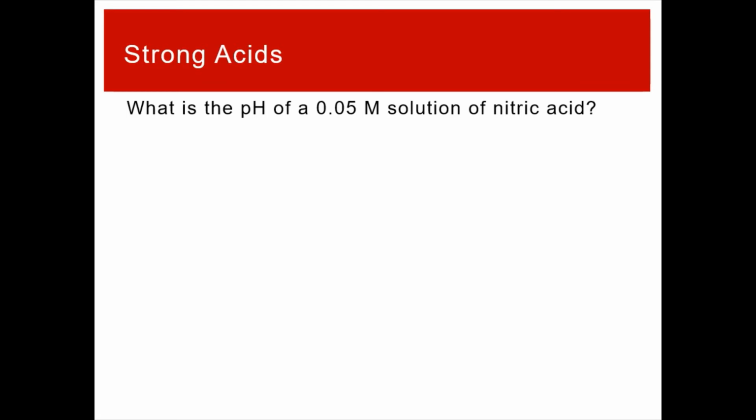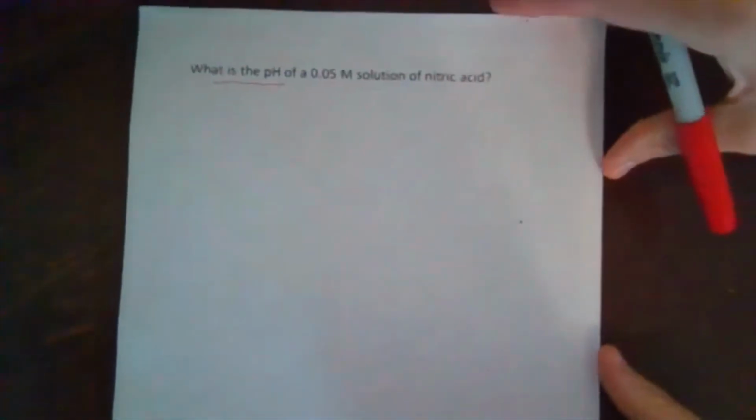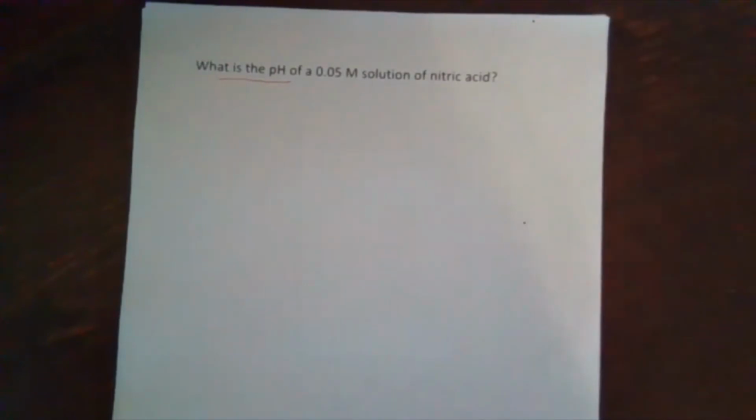Let's look at an example. What is the pH of a 0.05 molar solution of nitric acid? So this is what we want to be able to do. We have our solution that we've prepared, 0.05 molar nitric acid. We want to characterize that solution by knowing what the pH is.